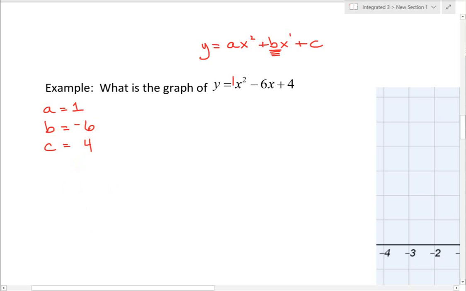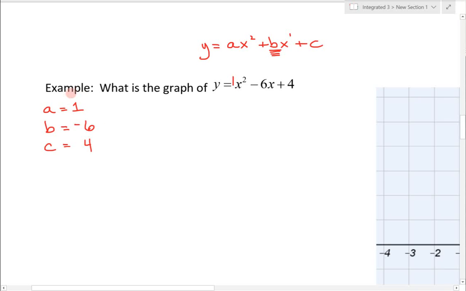Okay? Essentially just recognizing the numbers in front of the variables, and the C is always that last number. Okay? Now, once you do that, you got to make sure that you take the signs that go with them as well. Okay? So B has to be -6, not just 6.